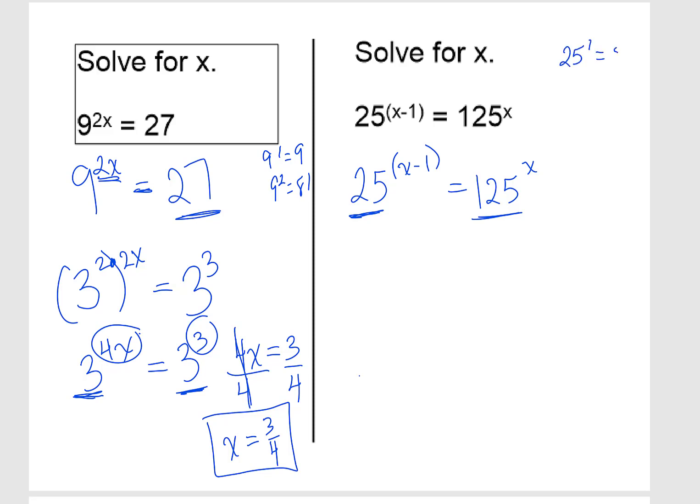25 to the first power would be 25. 25 squared would be 625. So that jumps way past 125. So that's not going to be an option. So now I'm going to look for what base I can express both 25 and 125 with. Well, 5 squared is 25, right? So that can replace 25, but I cannot leave x minus 1. I have to bring that down. And then 125 can be expressed as 5 cubed.